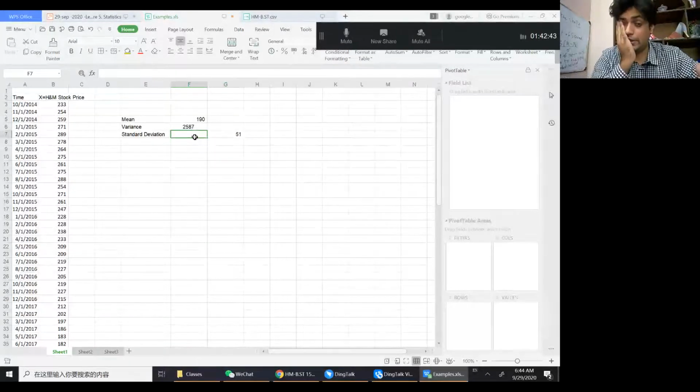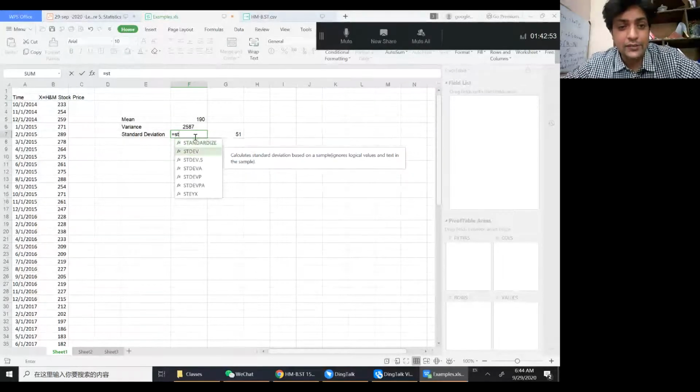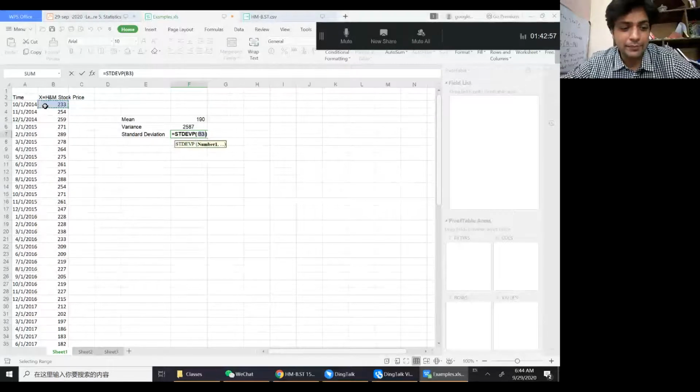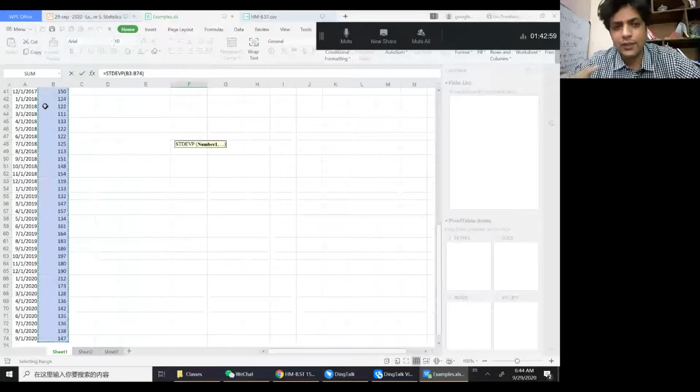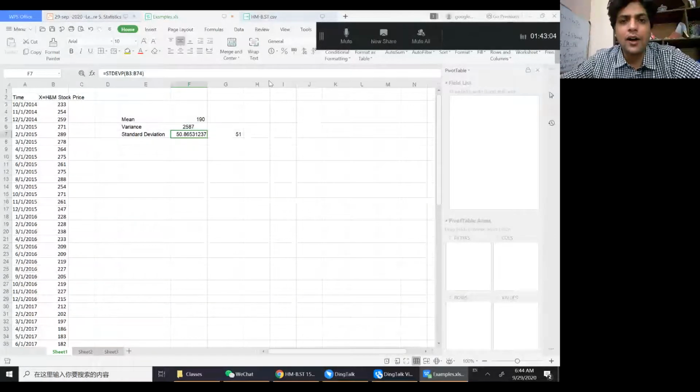And I can also find the standard deviation by using the formula STDEVP, population, remember, and select the same, enter. So that's the standard deviation, that's the sigma. Now we have all the information we need, so we can calculate different things. Well, what is the coefficient of variance now?